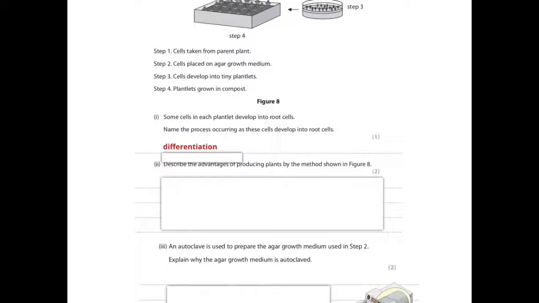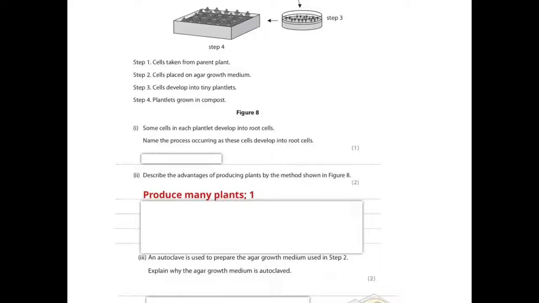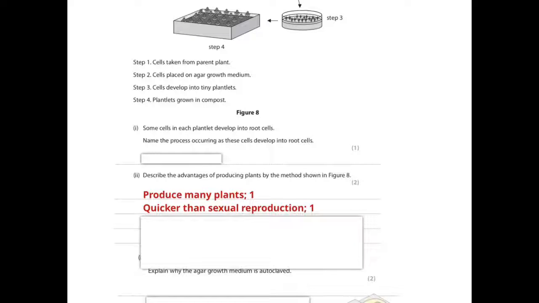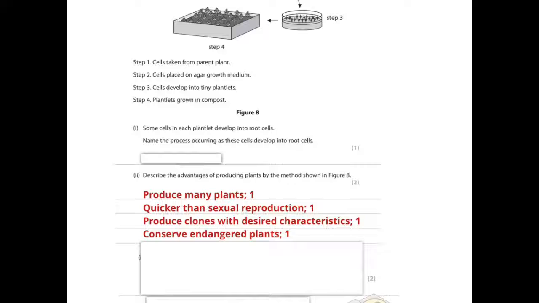Describe the advantages of producing plants by the method shown in figure 8. So you can see they're producing many very quickly. It's quite cost effective. You can do it in a small space. So there's a number of advantages. You only have to describe 2. So produce many plants quicker than sexual reproduction, produce clones with desired characteristics, conserve endangered plants. There's lots of reasons to do it.